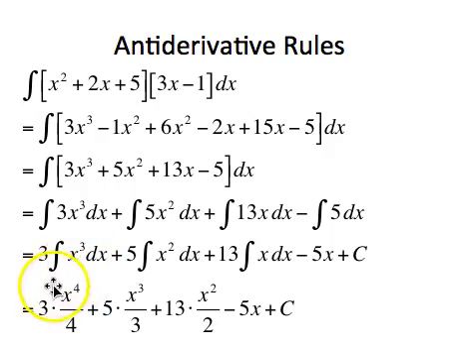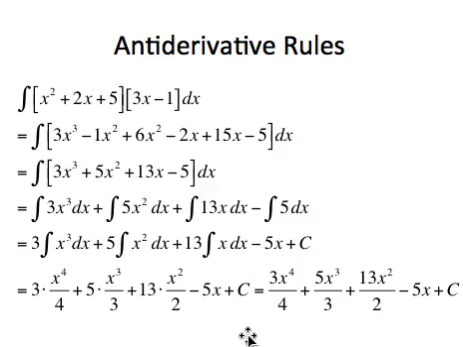So there you go. 3 times x to the fourth over 4 plus 5 times x cubed over 3 plus 13 times x squared over 2 minus 5x plus c. And let's simplify this by writing it as 3x to the fourth over 4 plus 5x cubed over 3 plus 13x squared over 2 minus 5x plus c. And there is a slightly cleaner version of our solution.